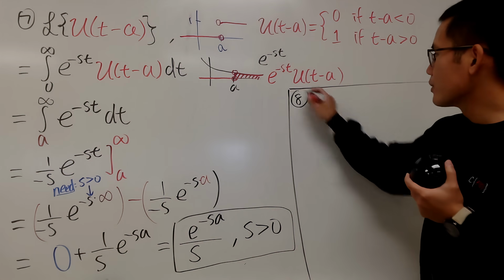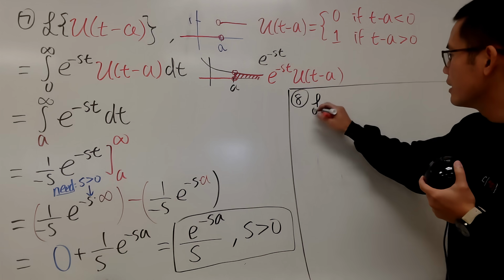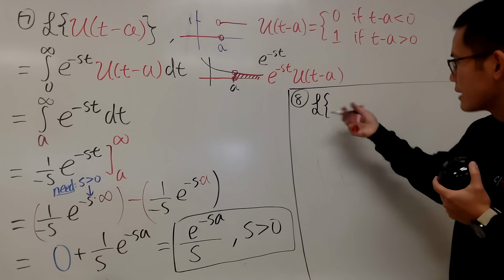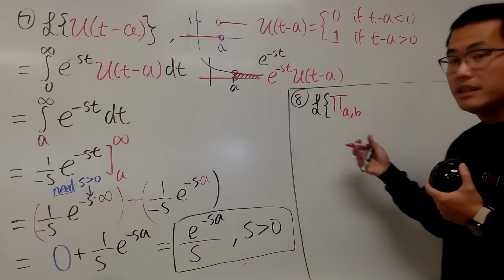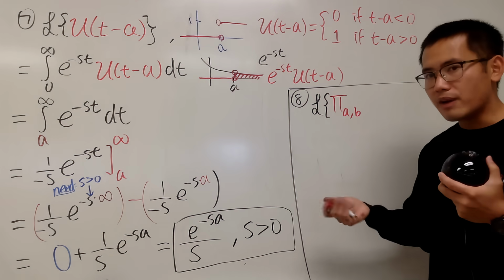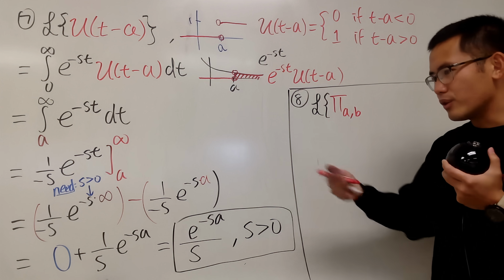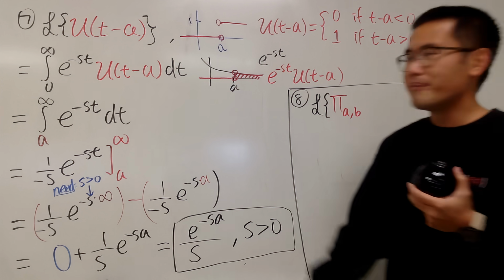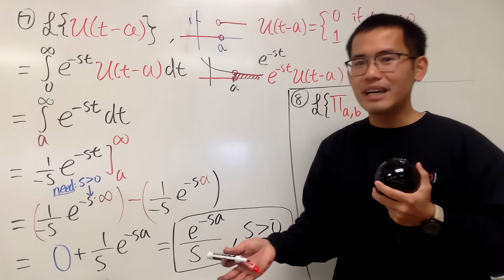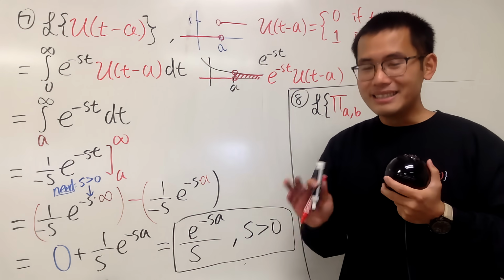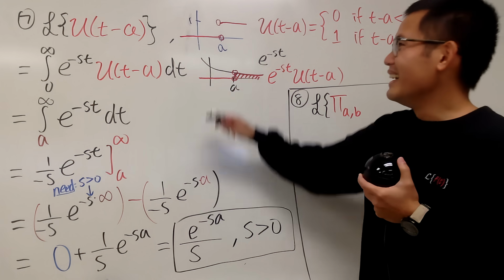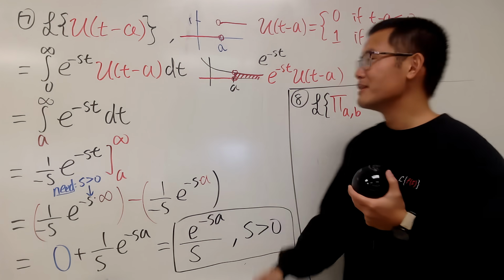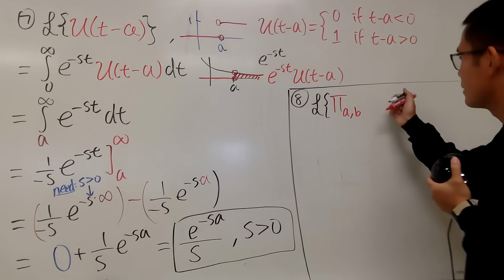Number 8. So here we have the Laplace transform, and inside is the capital pi a comma b. This is not the original pi function, it's just called the window function. By the way, this is also called the Heaviside function, but it's not because this side's heavier, that's why it's 0. Heaviside is just the name of the person, right? Anyway, I thought it was something funny.